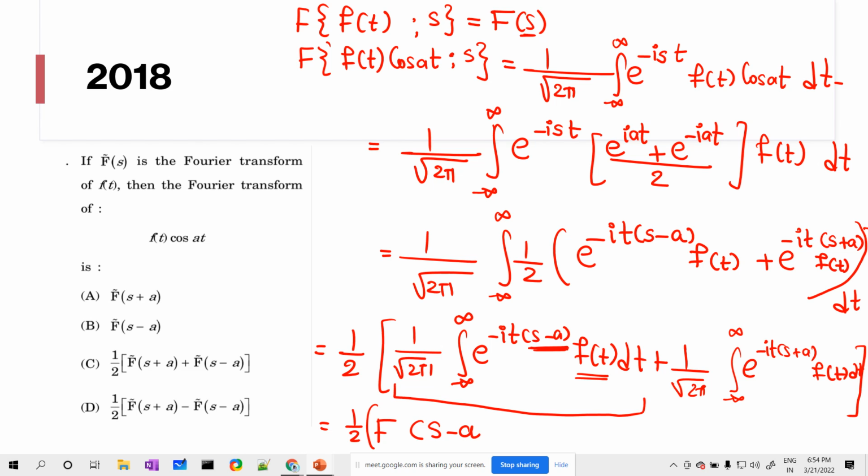Can I write this is same as Fourier of the same function, but the variable is now s minus a, because this was actually 1 upon root 2 pi integrating minus infinity to infinity e raised to minus i s t f of t dt. Right? So if I see s over here, it is capital F of s. Now it is the same thing. The difference is s is replaced by s minus a. In between I have plus, and at the end I have F of s. Over here the variable is s plus a. Right? So from the given options, option C is correct.